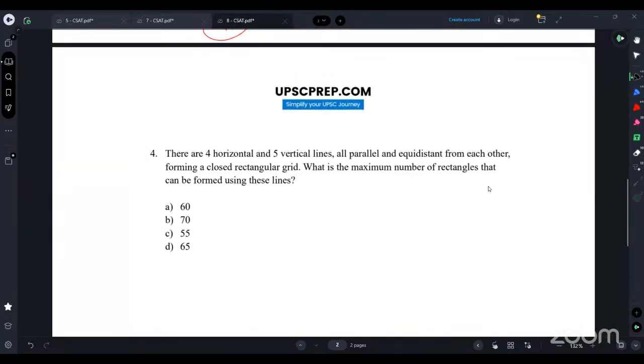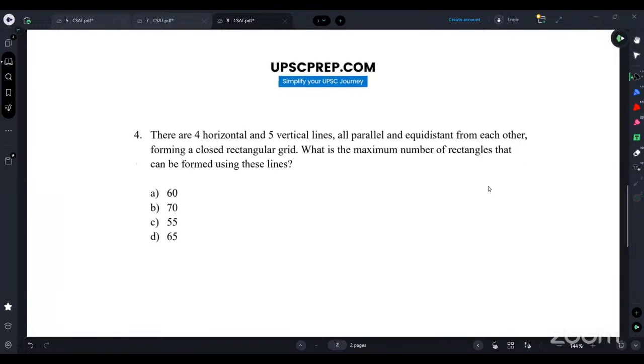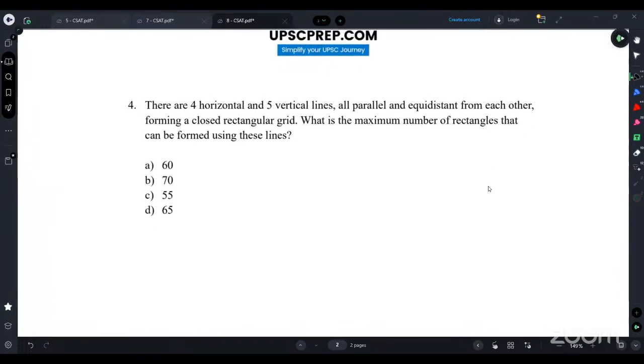Okay, guys, are you able to solve this fourth question? Fourth question I will solve because you will get to know the difference between permutation and combination here. See, there are four horizontal lines and five vertical lines. Let's say these are four horizontal lines, all parallel and equidistant from each other.